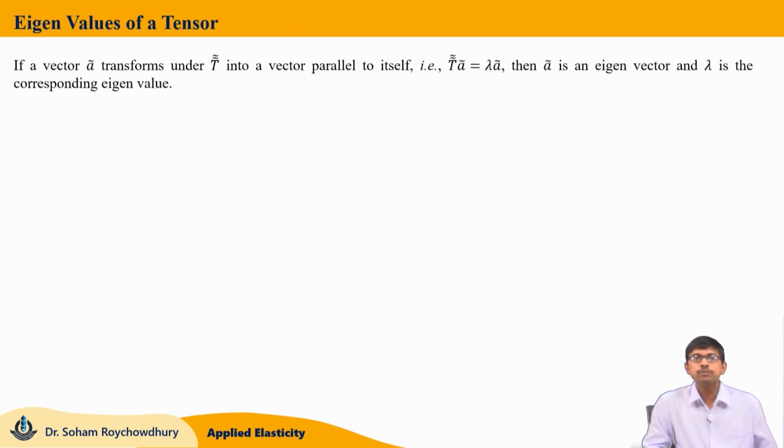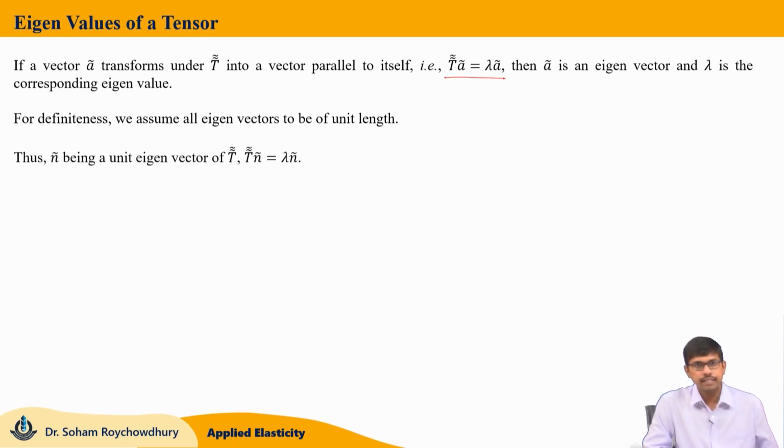Now, coming to the eigenvalues of a tensor. If a vector A transforms under linear transformation T into a vector parallel to itself, as T acting over A equals lambda times A, so the resultant vector is parallel to the actual vector A with a scaling factor lambda, then we call that lambda the eigenvalue and A the eigenvector of the second order tensor T. For definiteness, we assume all the eigenvectors to be of unit length, and n being the unit eigenvector, this expression becomes T acting over n equals lambda times n.